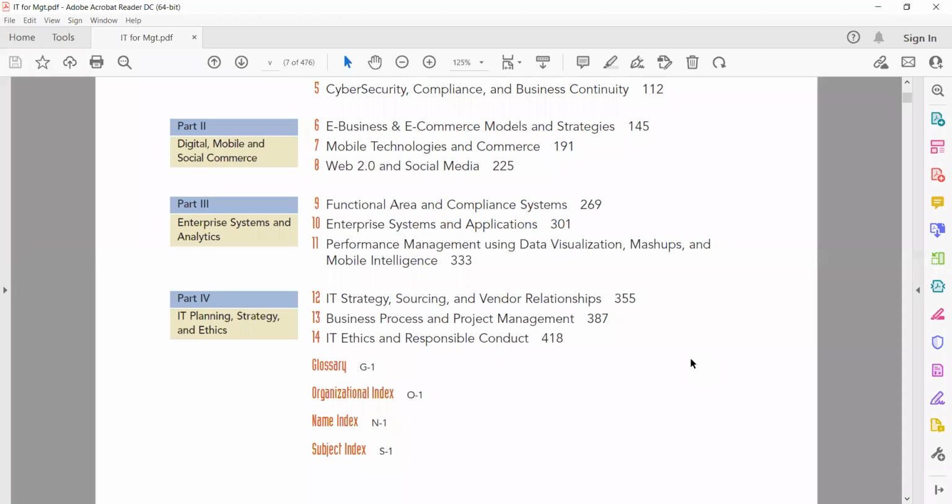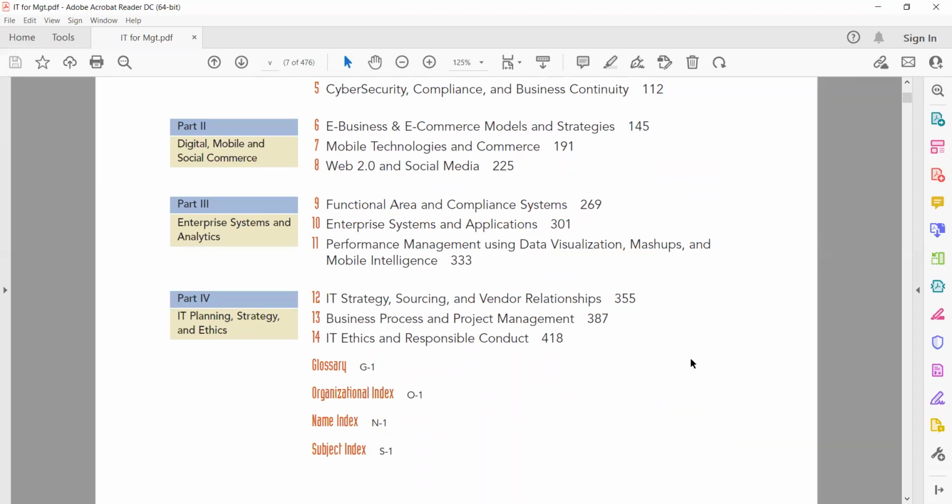Performance management using data visualization, mashup, and mobile intelligence. You don't need to read this for this course. Part 4, IT planning, strategy, and ethics is related with our subject content. IT strategy, sourcing, outsourcing, and vendor relationship. We have a chapter, so we have to read this chapter 12.